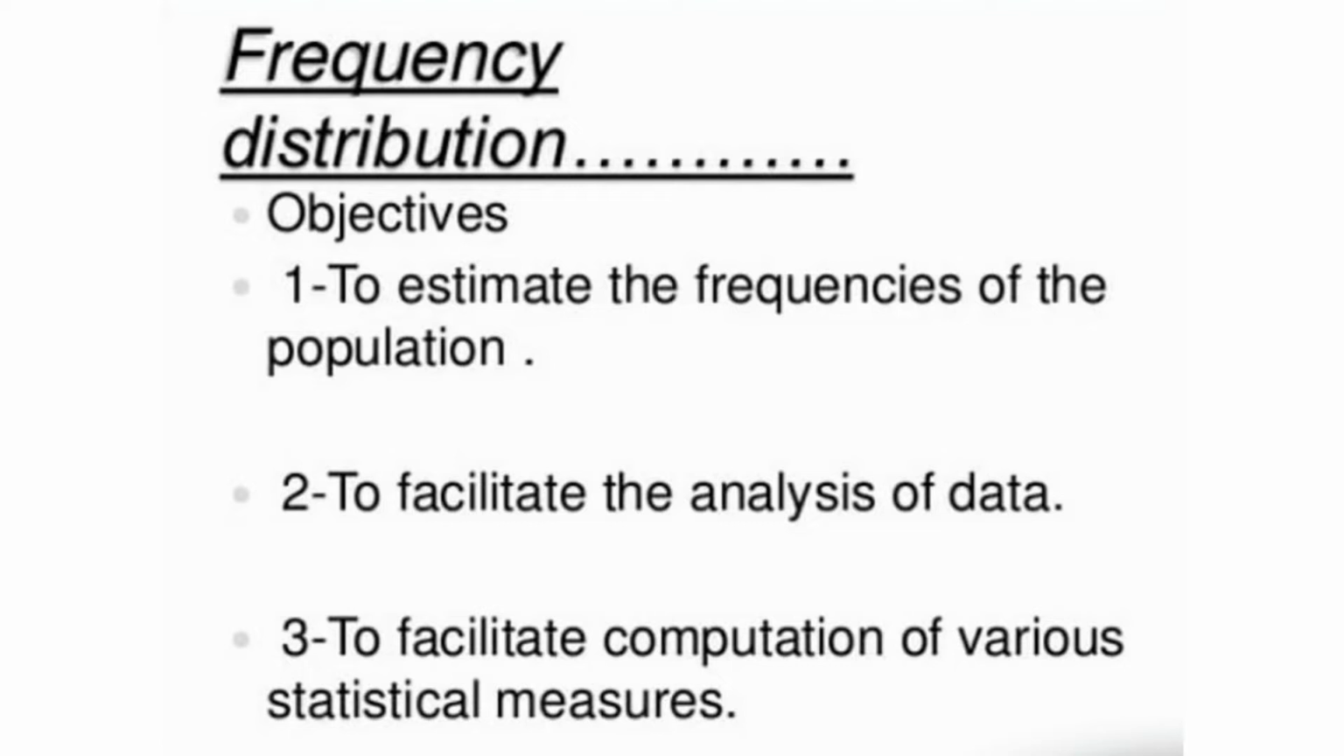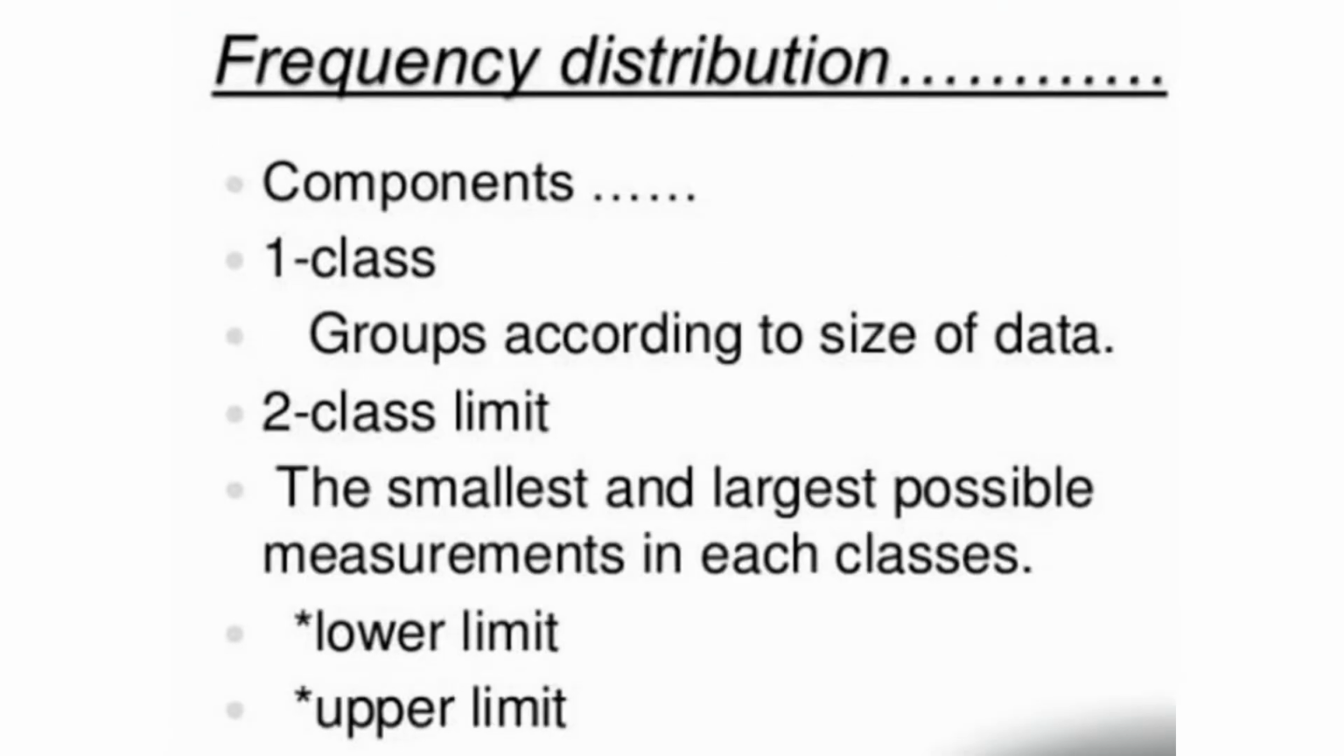To facilitate computation of various statistical measures. So you know various descriptive and inferential statistics, mean, median, mode, chi-square test, parametric and non-parametric tests, t-test, like that. All of these will be very easy if you arrange the data in a frequency distribution table. So these are the main objectives of a frequency distribution table.